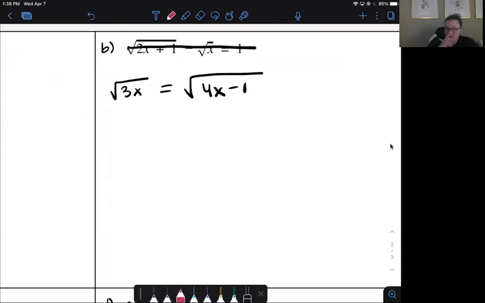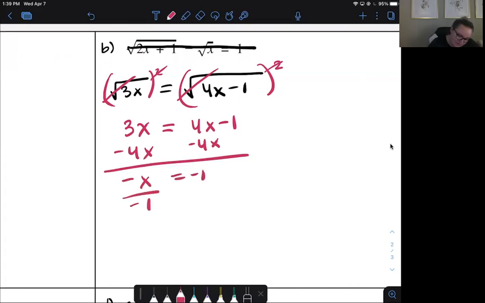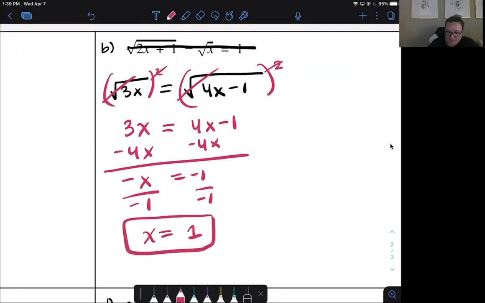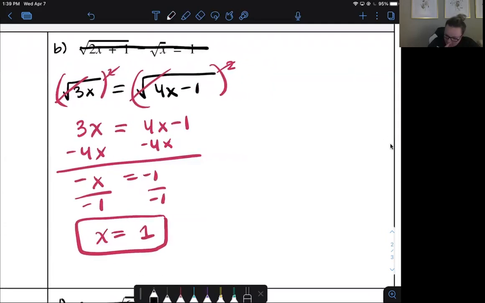All right, so you should have squared both sides. The square cancels the square root. We're left with 3x is equal to 4x minus 1. Subtract 4x. You get negative x is equal to negative 1. Divide both sides by negative 1. x is equal to positive 1.